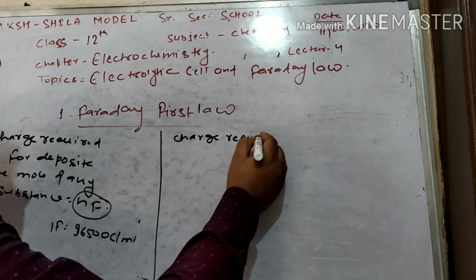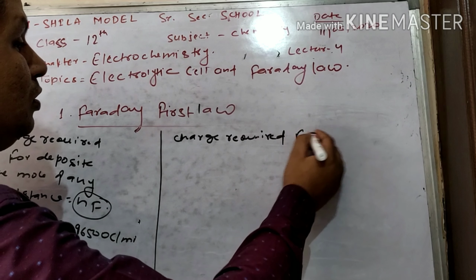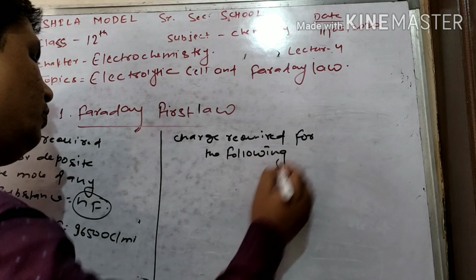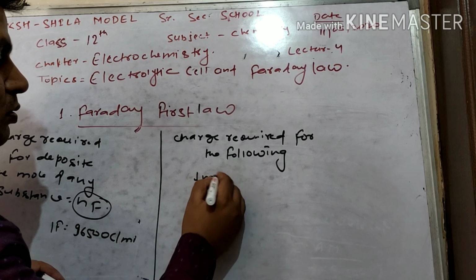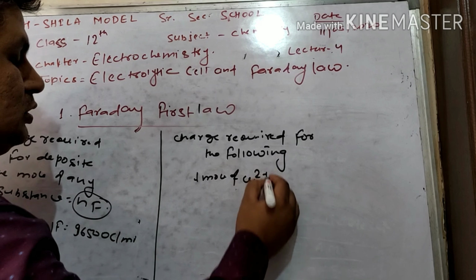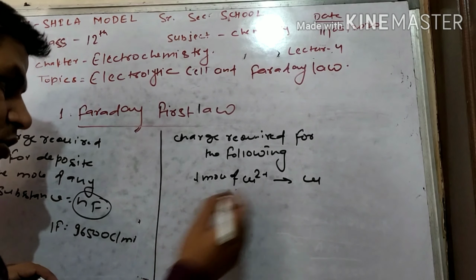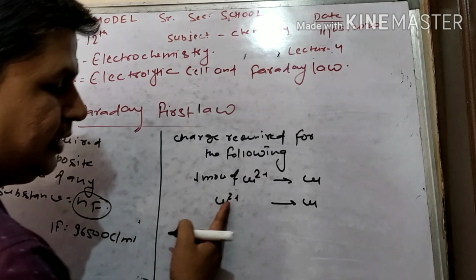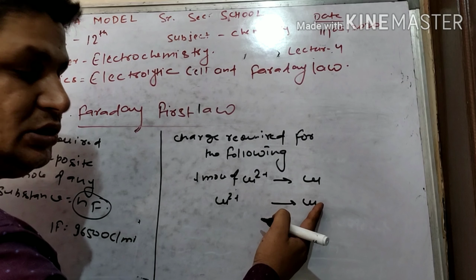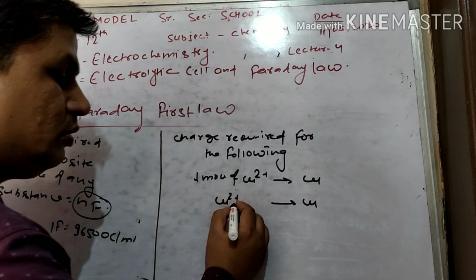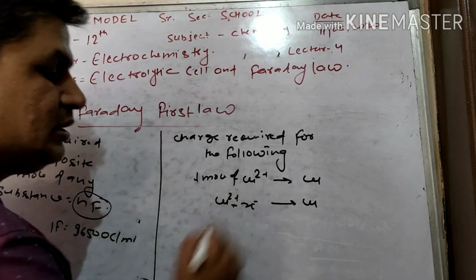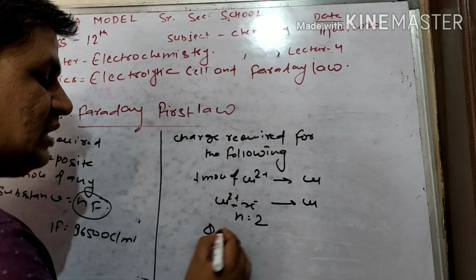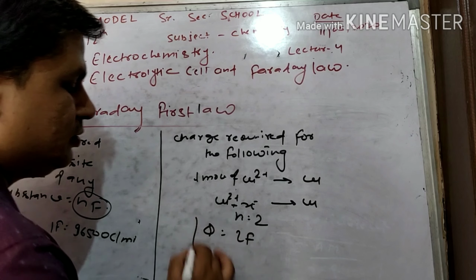For example, charge required for the following: 1 mole of Cu2+ to Cu. So this Cu2+ is generally converted into Cu. Here the charge is 2 and here the charge is 0. So the difference is 2. So we add 2 electrons on the reactant side. So here n is equal to kitna? 2. So the charge required is equal to 2 Faraday.